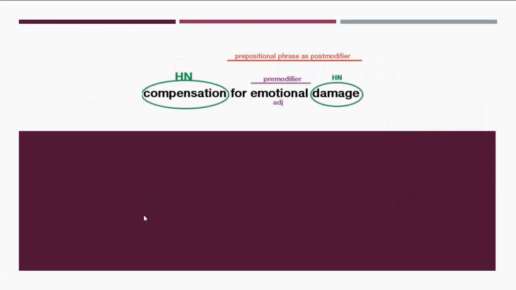Let's see some examples about phrases as post-modifiers. The first example has a first head noun, which is the noun compensation, which is post-modified by a prepositional phrase. Remember that prepositional phrases are made up by a preposition and a simple or a complex noun phrase. In this case, we have a preposition accompanied by a complex noun phrase. This means that within a prepositional phrase, we can find a second complex noun phrase.